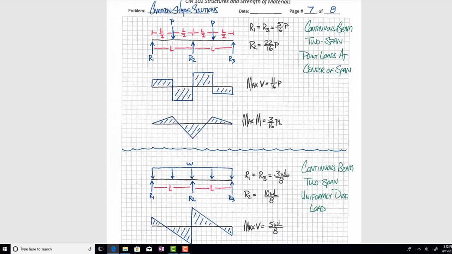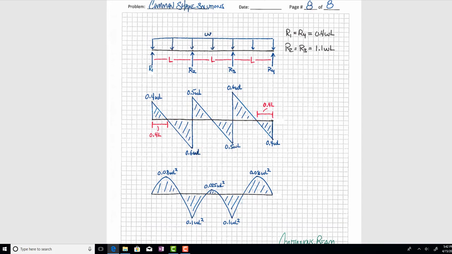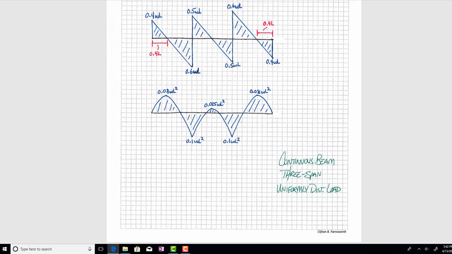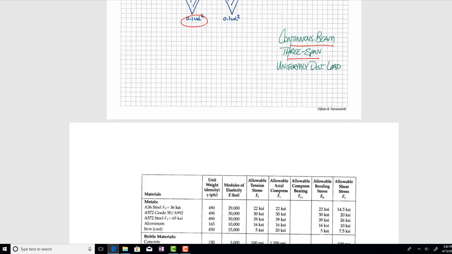Recall that we've also got continuous beams, so we've got 2-span beams with distributed loads or point loads, and then I've also got a continuous beam. This one's actually not labeled. Oh, there it is right there. Continuous beam with a 3-span uniformly distributed load. And again, you can figure out where the maximum moments are and where the maximum shears are from those diagrams.